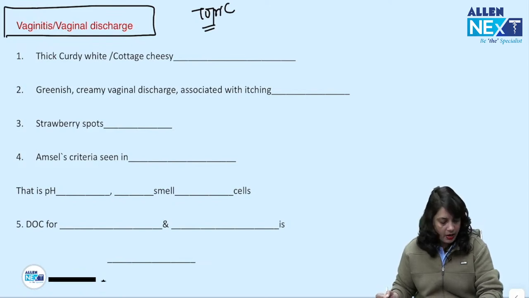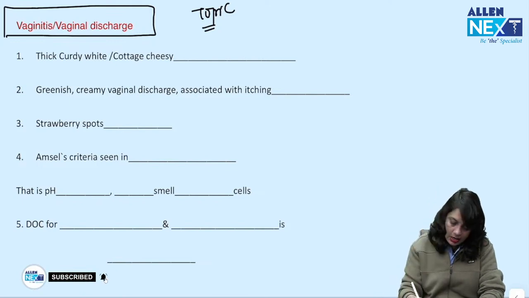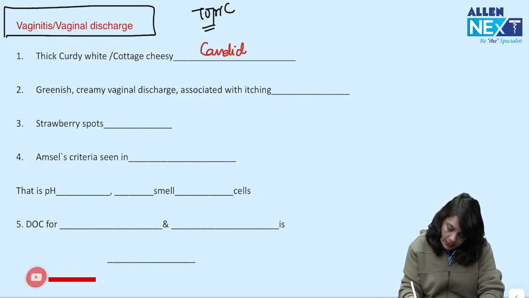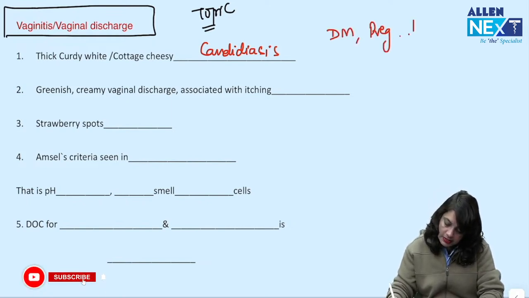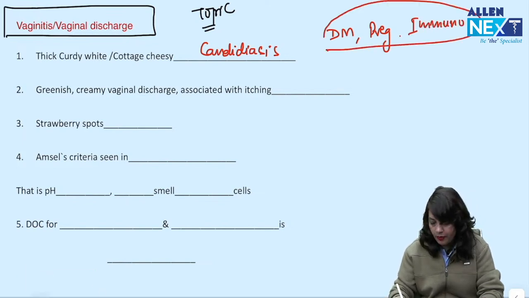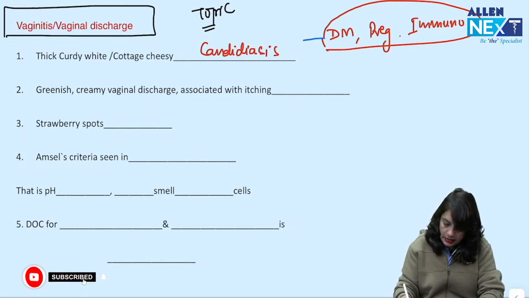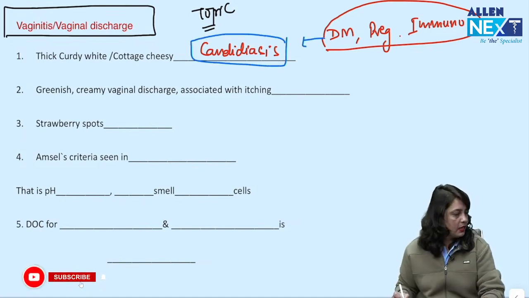So, thick curdy white or cottage cheesy vaginal discharge is seen in, answer is candidiasis. If you are asked, the patient is a case of diabetes, she is pregnant or she is immunocompromised, what type of vaginal discharge is common in that case? Your answer remains candidiasis. So, thick curdy white vaginal discharge is candidiasis.